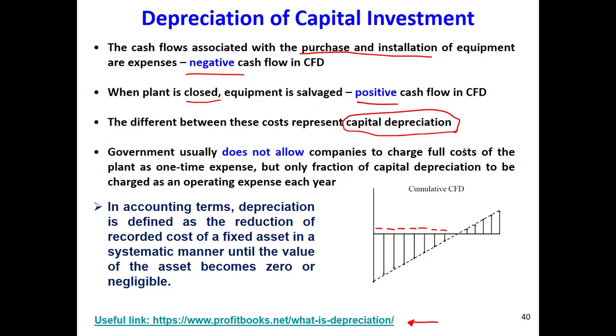This is some additional information: the government usually does not allow the company to charge the full cost of the plant. So when you have to pay tax, how is the tax calculated? The tax is calculated this way: income minus expense.